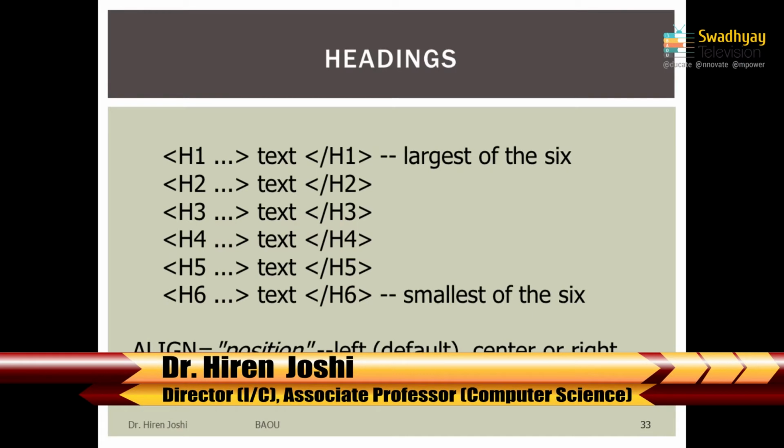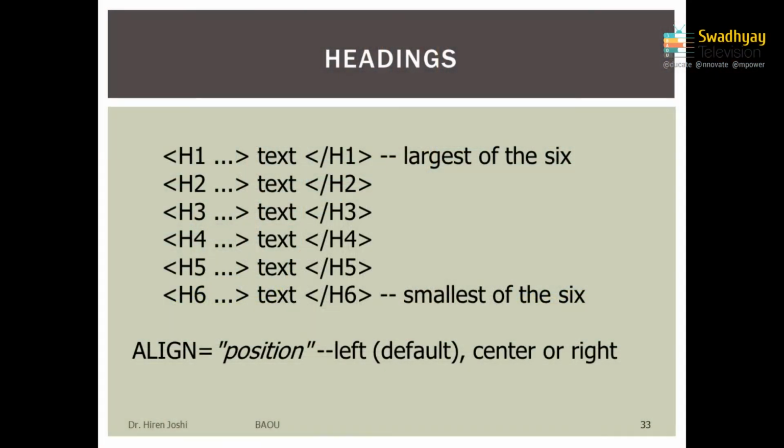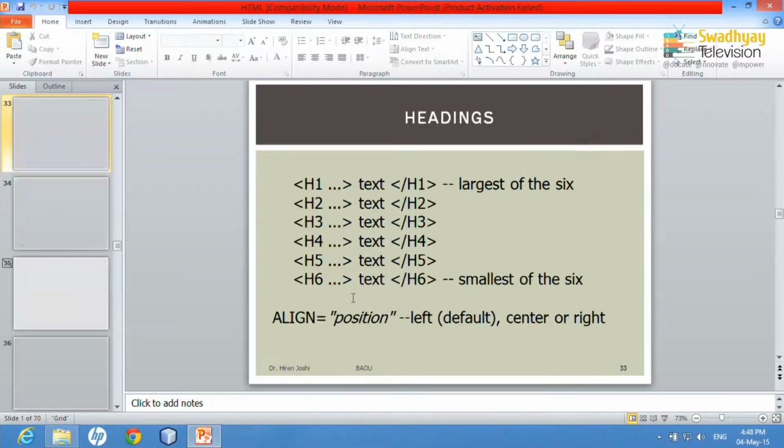Next we come to the headings. HTML provides various types of headings. These headings start with the tag H1, which is considered the largest one, and H2 is smaller than H1, H3 is smaller than H2, and so on up to H6. Let us take one simple example.